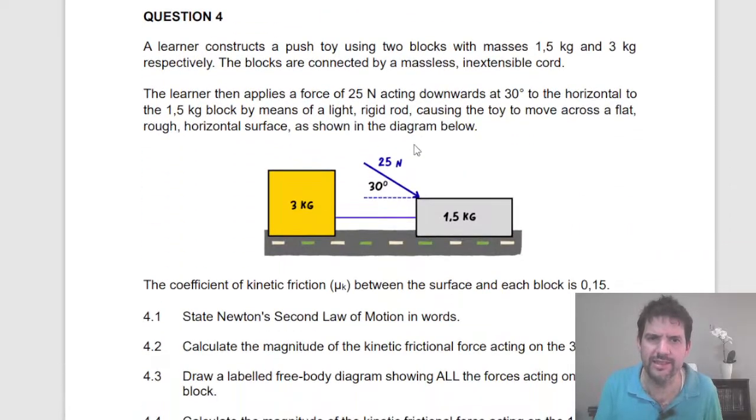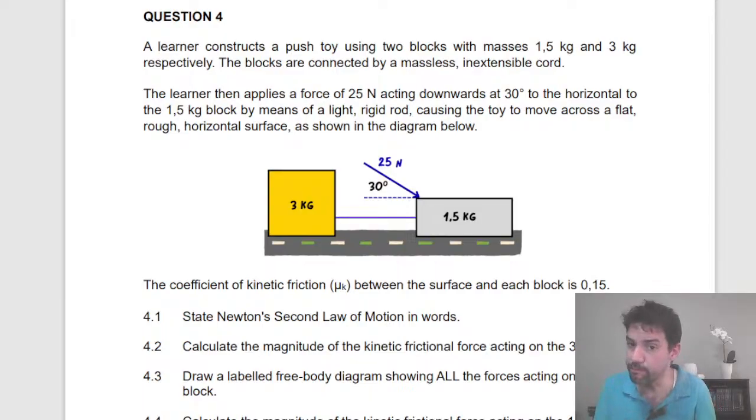So let's go to the next question. Most of the question is the same as the previous one, but not everything. The question says a learner tried a push toy using two blocks with masses of 1,5 and 3 kilograms. The learner then applied a force of 25 Newton acting down at 30 degrees to the horizontal to the 1,5 kilograms. So note, it is being pushed, it is not pulling.